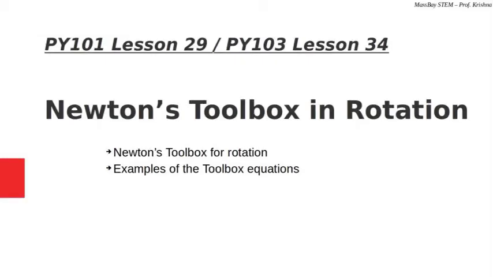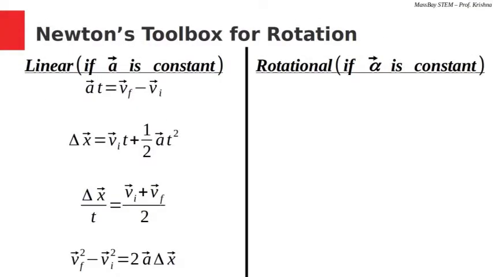In the last video, we introduced the basic quantities of rotational kinematics: angular displacement, angular velocity, and angular acceleration. In this video, we will develop some useful relationships between them. At this point in linear kinematics, we created a set of relationships between the variables that apply when acceleration is constant. These are Newton's Toolbox Equations.